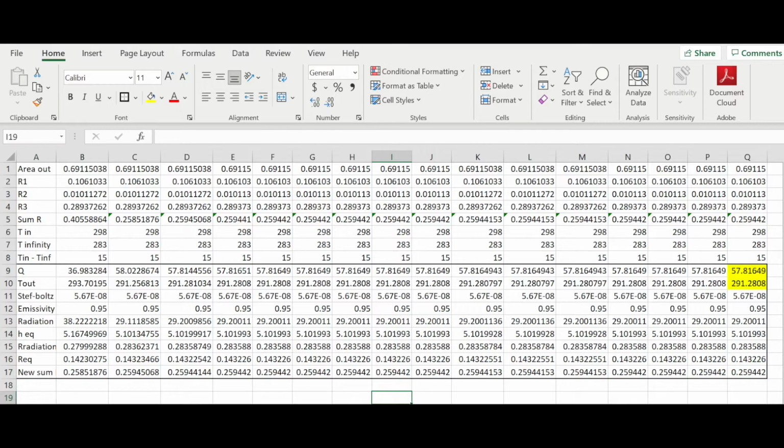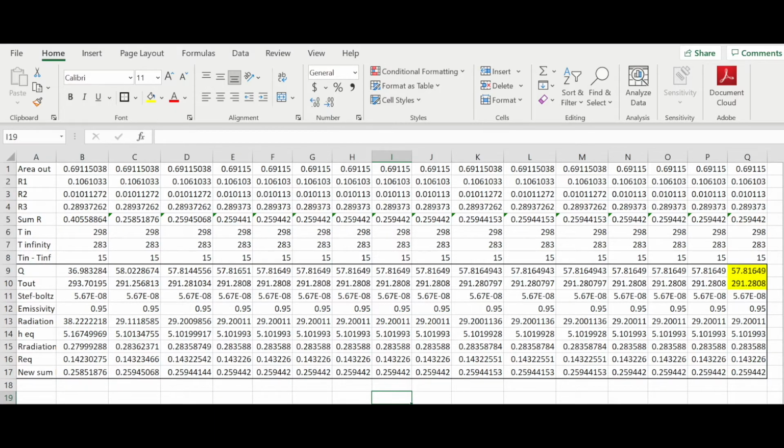What I did here is the things on the top are kept constant, and then on the bottom I'm calculating Q at every iteration, calculating the temperature out at every iteration, calculating the new radiation emission, the new H equivalent, the new resistance for radiation, the new equivalent for the parallel system, and the new sum of resistances. And you can see on the very right, where you have the yellow values, that indeed the Q converges to 57.8.